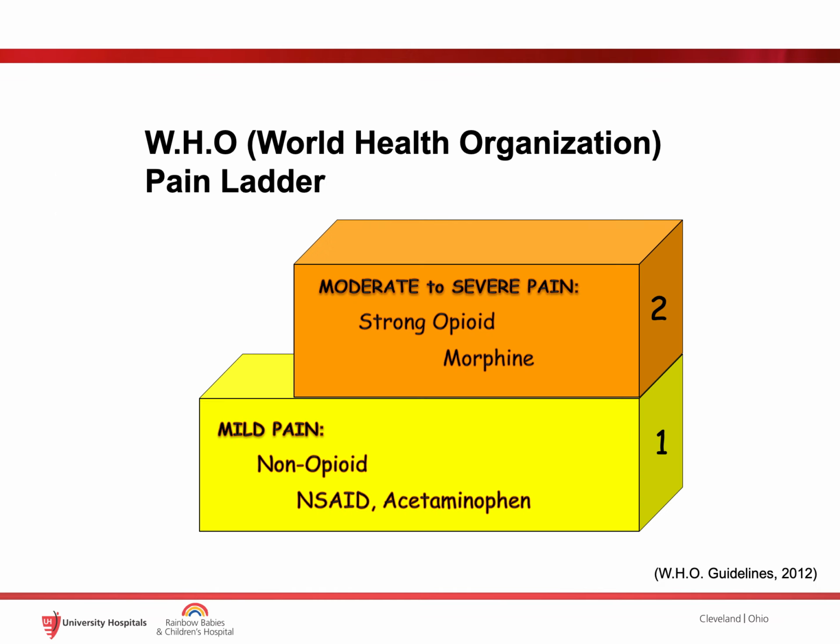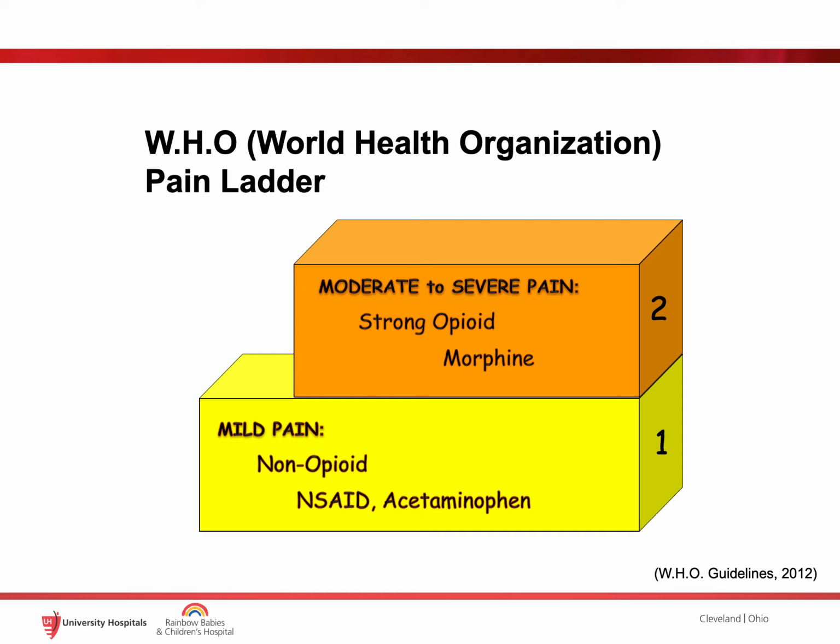So the World Health Organization pain ladder. The World Health Organization came out with guidelines originally in 1986 and then updated them in 2012. And with those they had a pain ladder that said, okay, if you have mild pain, use a non-opioid. So use that NSAID and that Tylenol. If you have moderate pain, then use an opioid. For moderate pain, use a lower dose of the opioid, and for severe pain, use a higher dose.